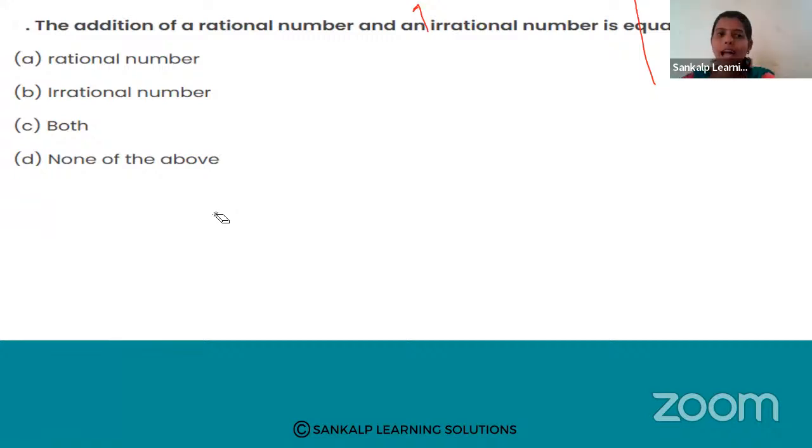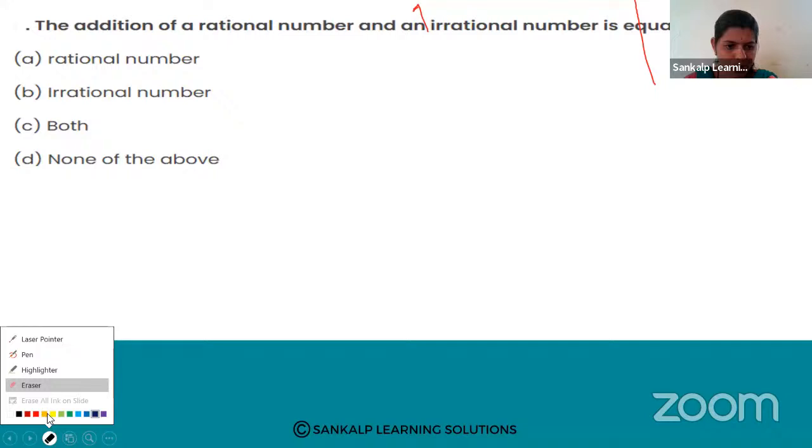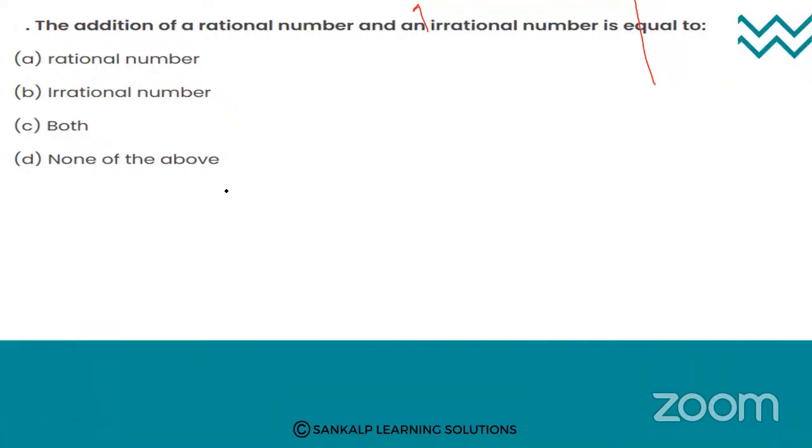Please don't talk. The addition of a rational number and an irrational number is equal to: rational number, irrational number, both, or none of the above. First you should understand the question. What will you get as the result when you add a rational and an irrational number? Rational, irrational, both, or none of the above?